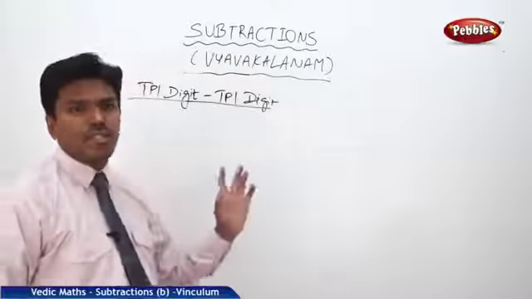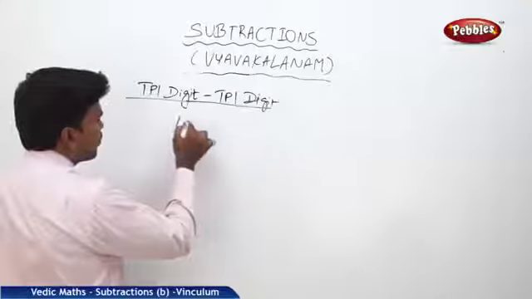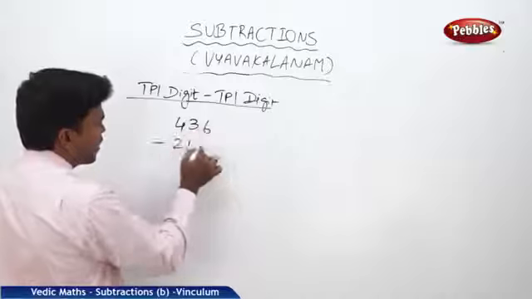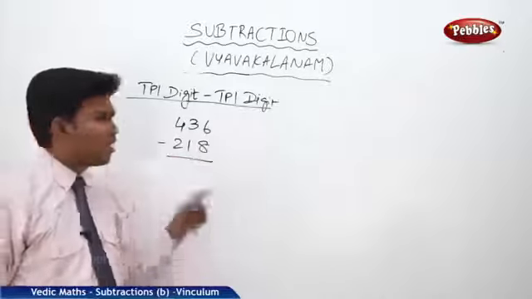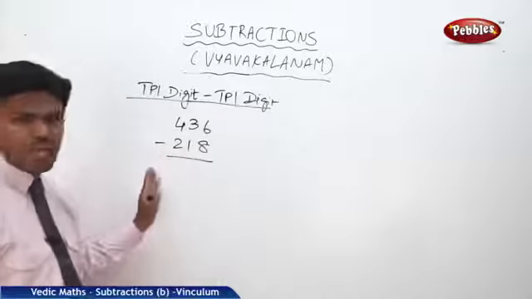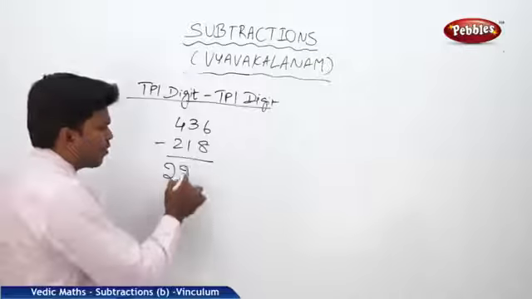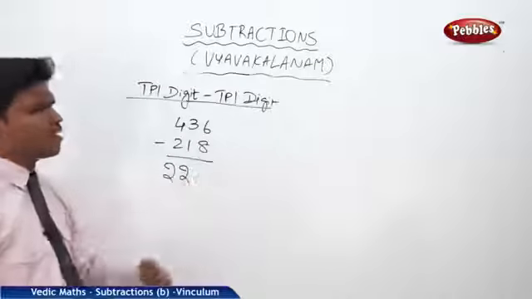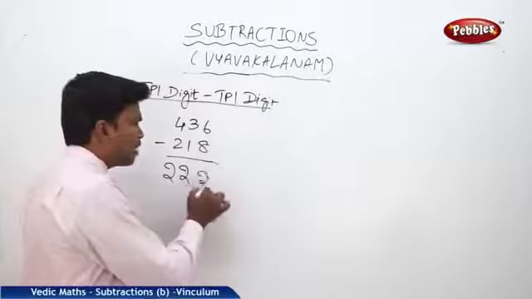Now coming to triple digit minus triple digit, the same way we can go through. Suppose 436 minus 218. I want to subtract this one. So start from left. What is 4 minus 2? 2. Drop it as it is. 3 minus 1. Directly you can do 2. Now 6 minus 8. It is not possible. So we will go reverse. 8 minus 6. 2 with a bar on it.